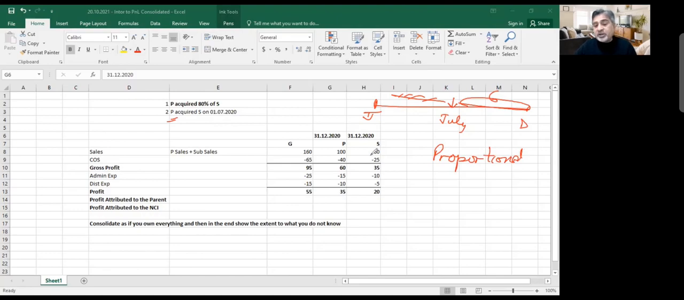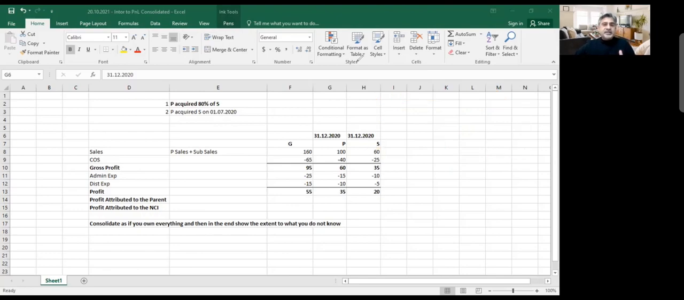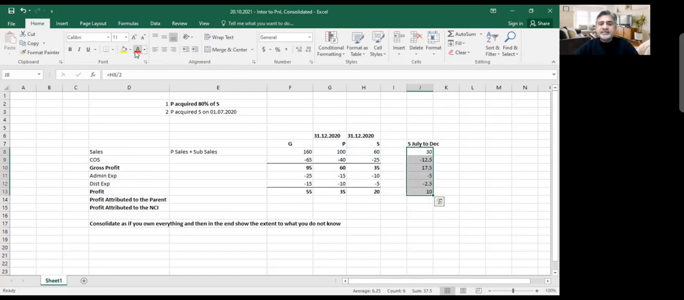Proportionate means that now I cannot consolidate 60 because all 60 does not belong to us. We are only partners for 50% of the time period. So you need to create another S now, which is for July to December. Usually assume that all income and expenses accrue evenly throughout the year. So I will just divide by 2 and take all of them with 2. Now I'm going to consolidate these numbers, and these numbers we will simply ignore.